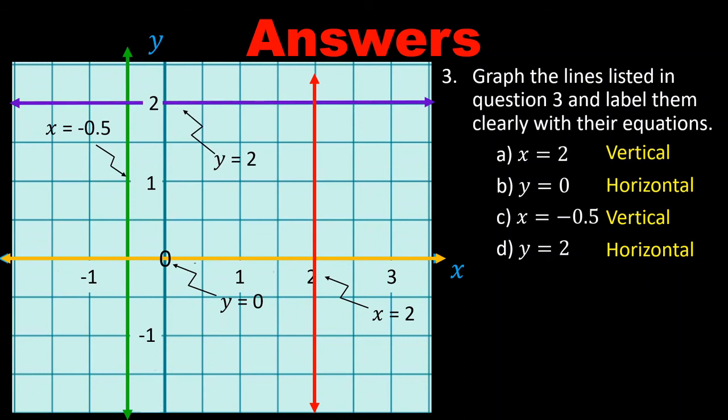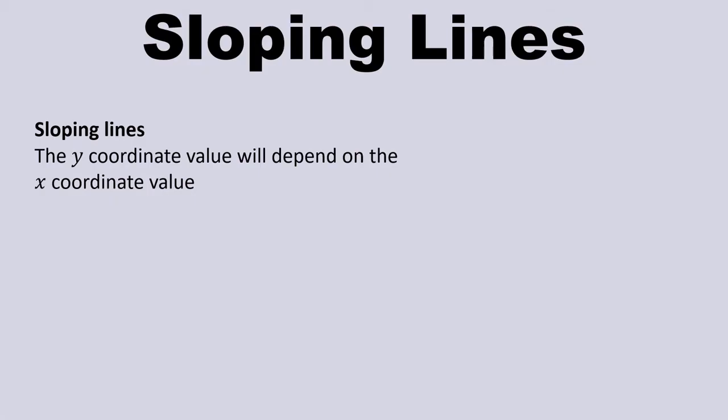Now, how did you do? Hopefully that was fairly straightforward. I know some of you might be looking at the title and thinking, we did vertical lines and horizontal lines, but where are our sloping lines? Well, here you go. A little bit of an extra note for you, so go ahead and copy this down. Sloping lines will be a little bit more difficult because it won't just be x equals a number or y equals a number. The y-coordinate value will depend on the x-coordinate value. So the equation of a sloping line will look a bit more like this.